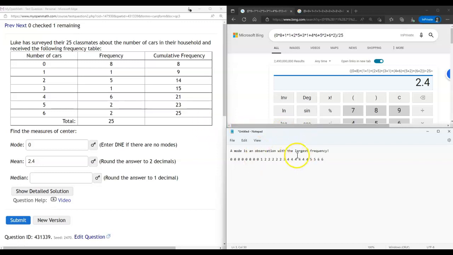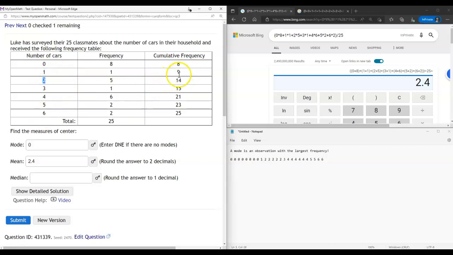So let's not look at the raw data set yet, but let's try to look at the cumulative frequencies. So in a set of 25 elements, the middle one will be number 13. And now, knowing that, let's take a look at the cumulative frequencies. So what's going on around that area? What's the element number 13? Well, the 9th element will be 1. Well, the 14th element will be 2. So what does that mean?